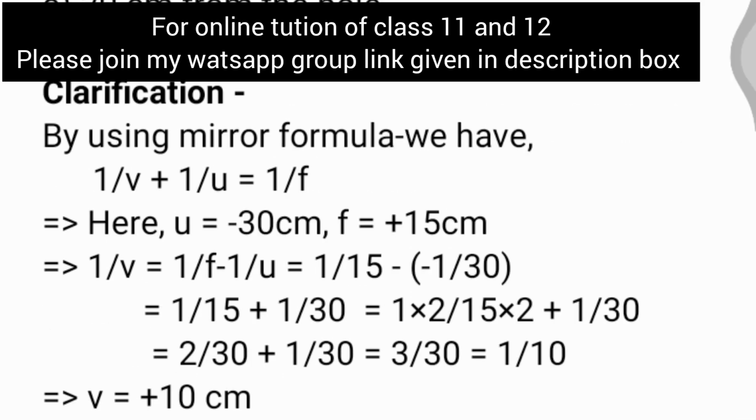By using the mirror formula, we have 1 by V plus 1 by U is equal to 1 by F. Here U is equal to minus 30 cm, because here a convex mirror is used, and F is equal to plus 15 cm. So putting these values in the mirror formula, we have V is equal to plus 10 cm.